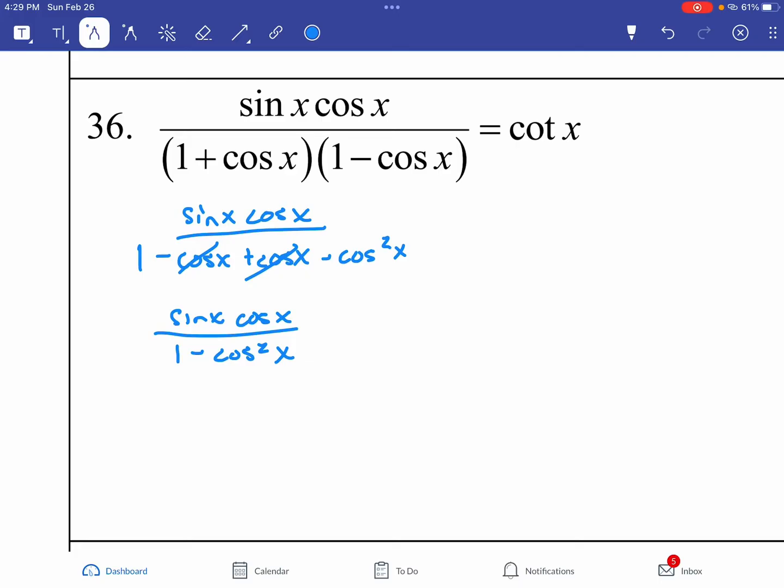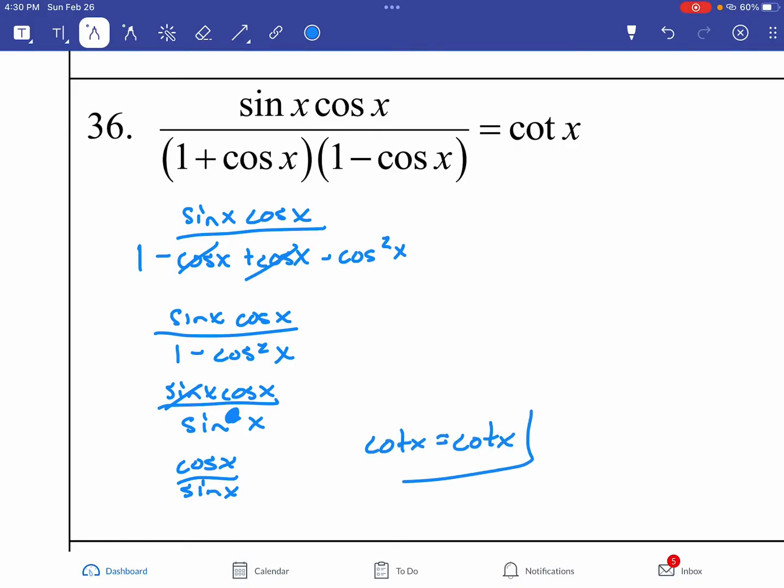Now, the bottom is a Pythagorean identity. So I will get sine and cosine of x over sine squared of x. Now I have one sine on the top and two sines on the bottom, so I'm going to get rid of that one. So I'm left with cosine over sine, which leaves me cotangent equaling cotangent.